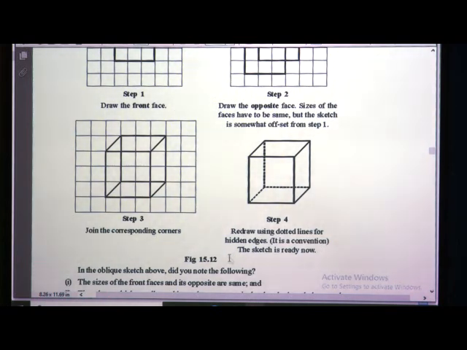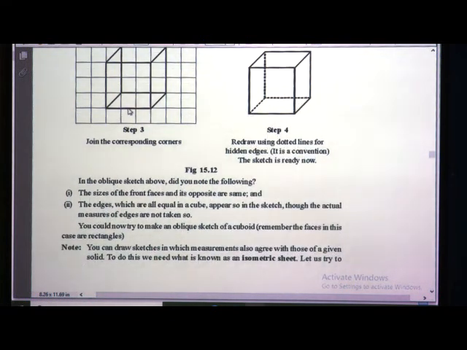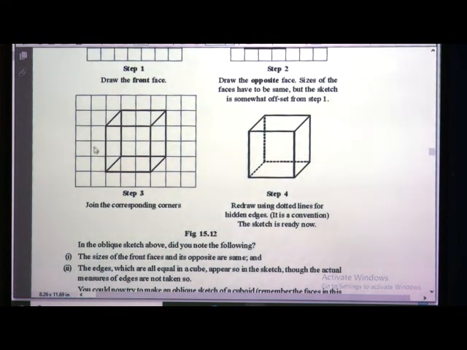In this oblique sketch above, did you note the following steps, which I have explained one by one? We will read them out here. The size of the front face and its opposite are the same, and the edges which are all equal in the cube appear so in the sketch, though the actual measures of the edges are not taken. Here in the cube all the edges are equal.